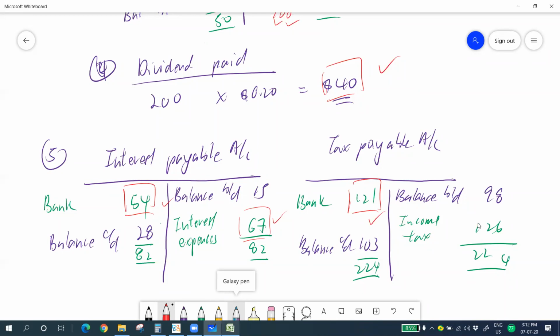All right, we have finished all the adjustments. Next, we are going to prepare the statement of cash flow. So are you ready? Are you ready for the statement of cash flow?